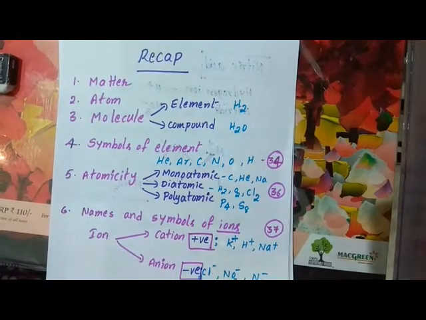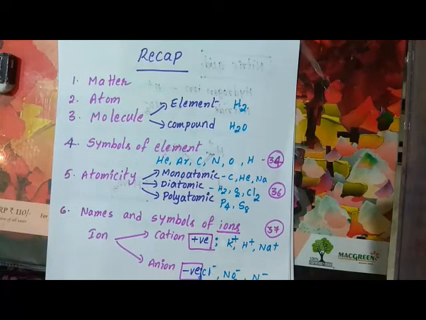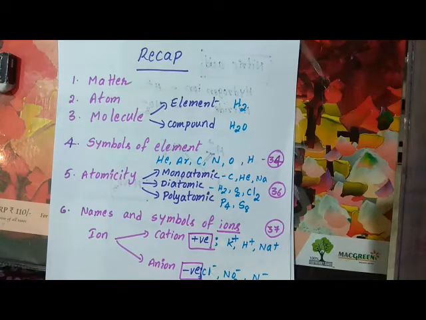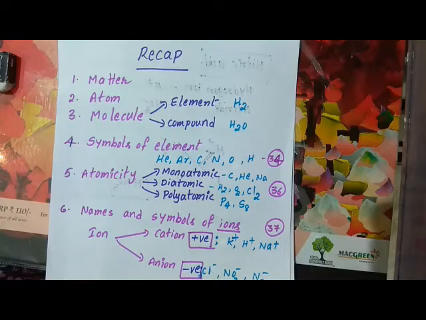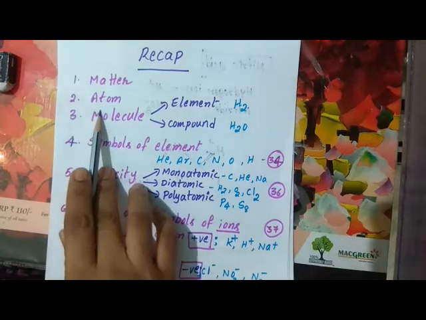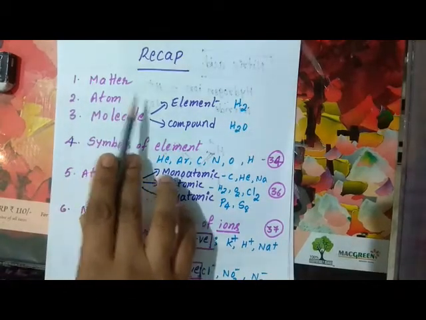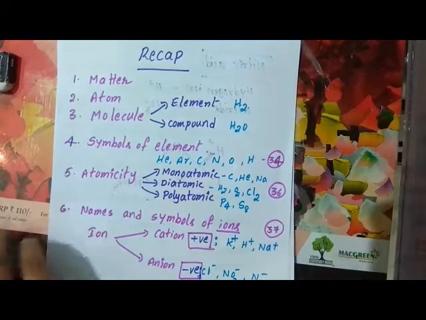The second one is the atom. According to Dalton's atomic theory, all matter is made up of small particles called atoms. Atoms are very, very small. We can't imagine the size of an atom. Then, an atom is unable to exist independently. We know about this one also.